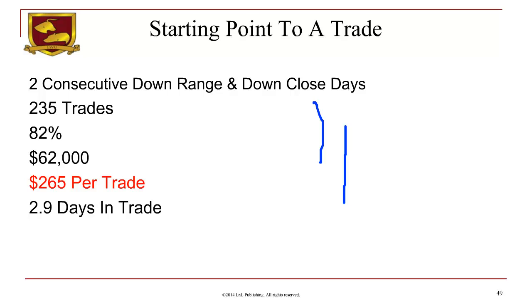So if we have two consecutive down ranges, at a range like this. So I have a down range, one down range, two down ranges. I've got two consecutive down ranges, and they're both down closes. This is lower than the prior close. This is lower than the prior close. Now I've got 82% accuracy and doing $265 per trade.